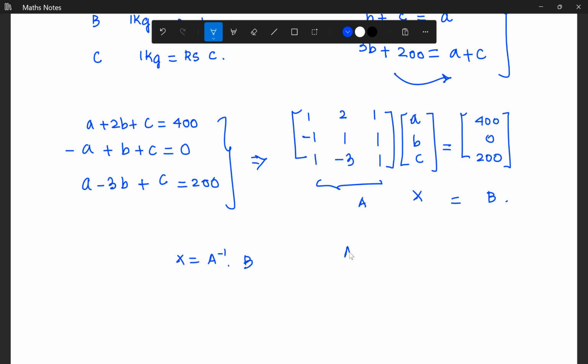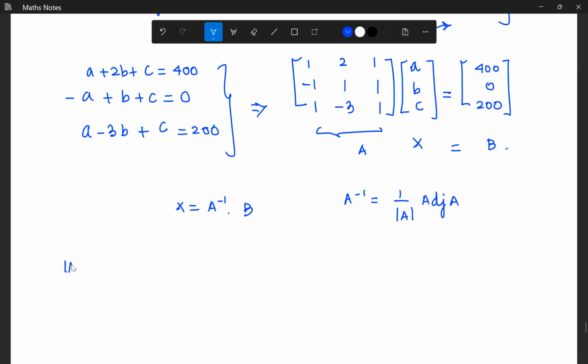I'm going to find the inverse of matrix A using the formula 1 by determinant of A into adjoint of A. Here the determinant of A would be equal to 1 into 1 minus of minus 3, which is 4, minus 2 into minus 1 minus 1, which is minus 2, plus 1 into 3 minus 1, which is 2. So determinant of A would be equal to 4 plus 2 plus 4, which is equal to 10.